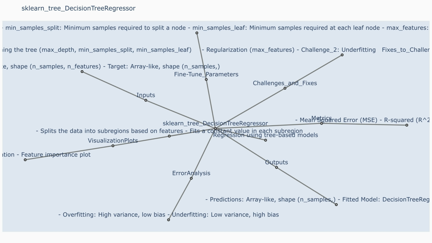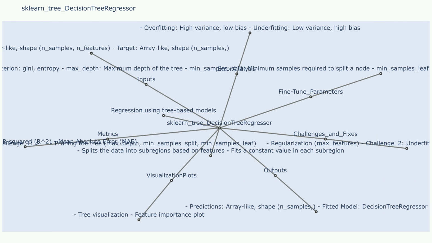The model learns from data by recursively partitioning the feature space based on the best split points that minimize the prediction error. Inputs: X, the training data containing the features used to predict the target variable. It should be a 2D array or a pandas DataFrame. y, the target variable values for the training data. It should be a 1D array or a pandas Series.